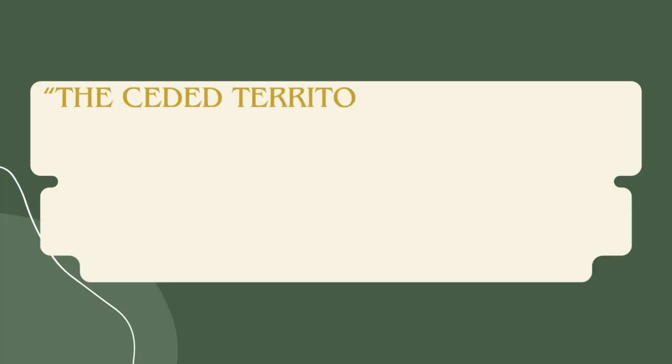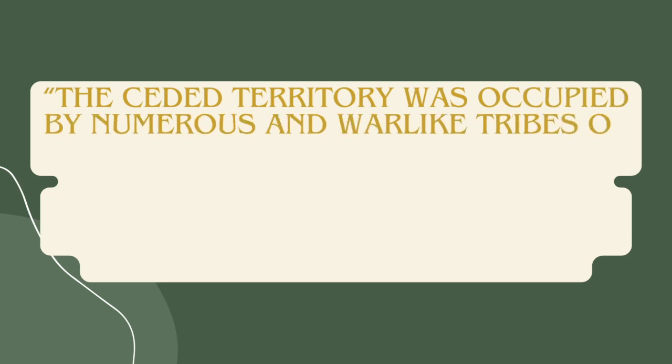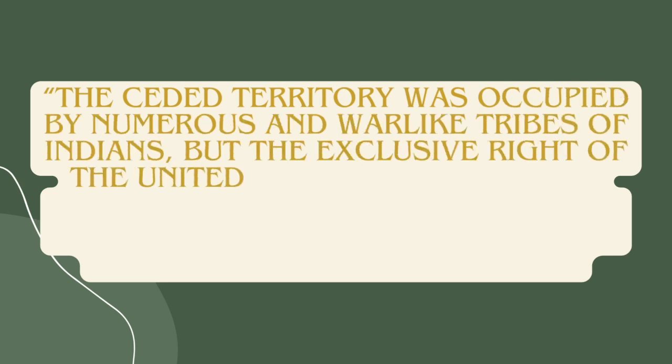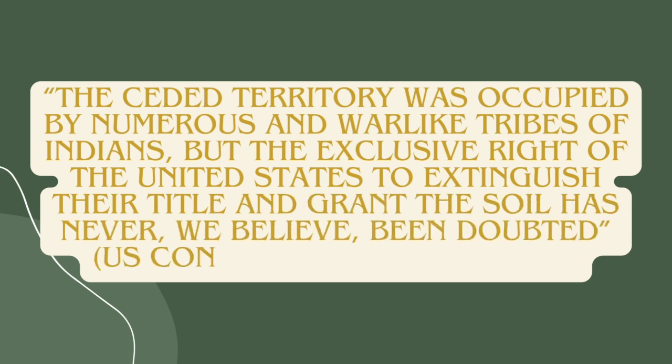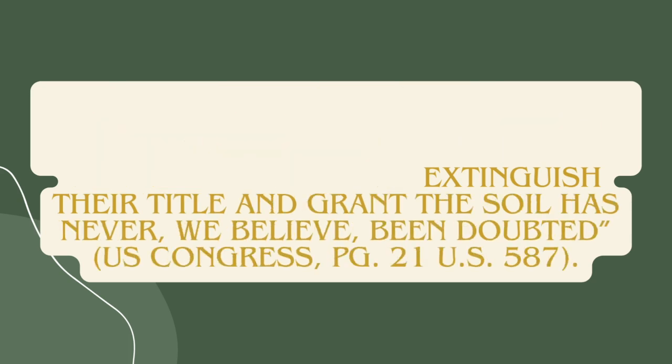So, the ceded territory was occupied by numerous and warlike tribes of Indians, but the exclusive right of the United States to extinguish their title and grant the soil has never, we believed, been doubted, end quote. That quote really just shows the separation between the terms of occupied and right of land. It's clear that the terminology of occupying land does not protect the native peoples from having their land bought and sold and traded, right?